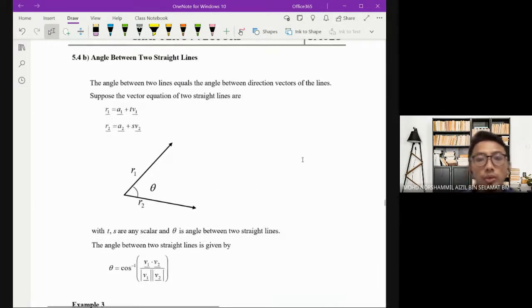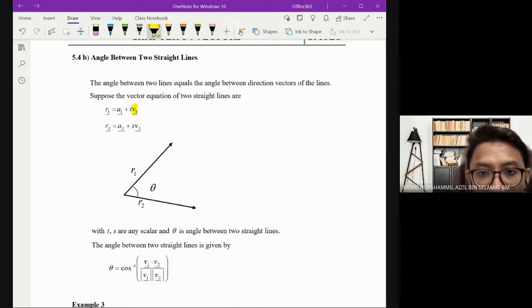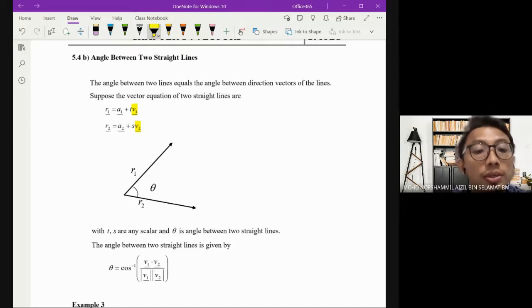Okay, so now we want to obtain the angle between two straight lines. Okay guys, what I want you to understand is this is the direction that controls the vector of the straight line. I said V is like the gradient, right? It controls the line, where it is heading. V is what controls it. So in this case, if these are the straight lines R1 and R2, R1 is controlled by V1, and R2 is controlled by V2.